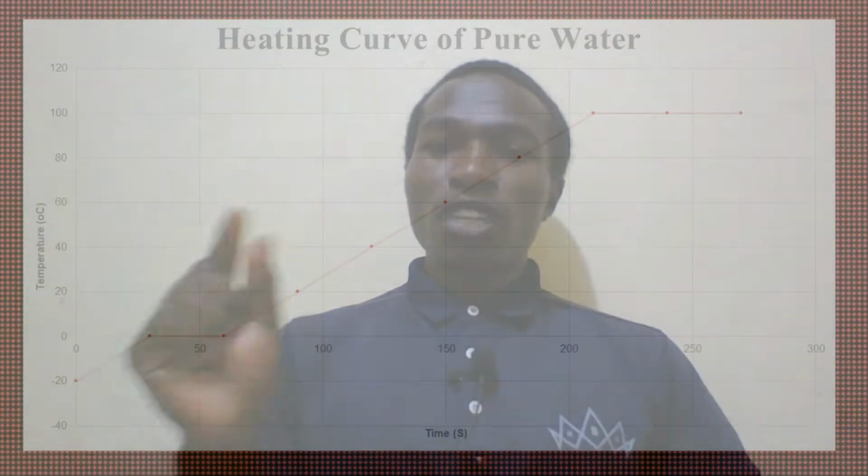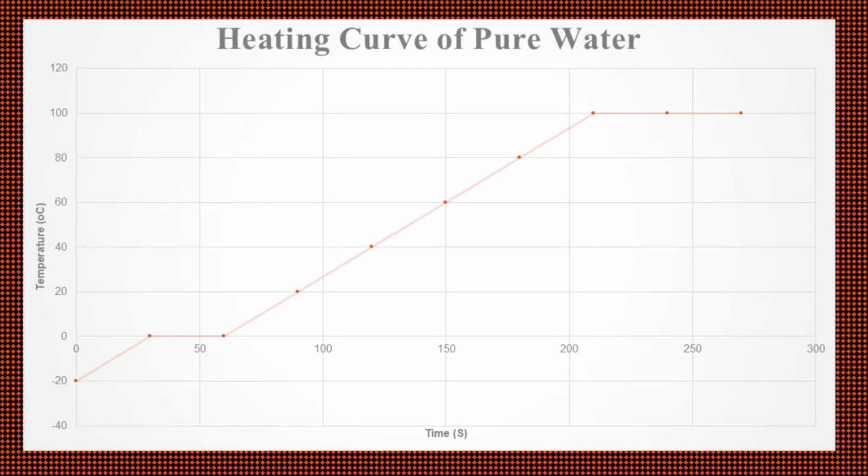There are two methods we can apply in this. Either use heating curve or cooling curve. What is a heating curve and what is a cooling curve? Well, let me explain. A heating curve is a graph of temperature against time obtained when a solid is heated until it changes to a gas.